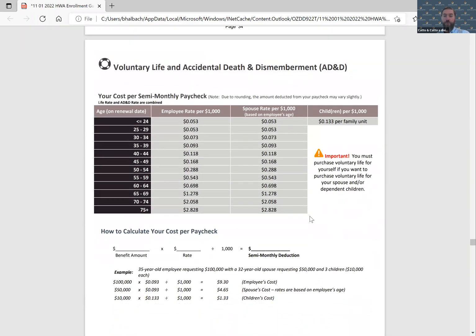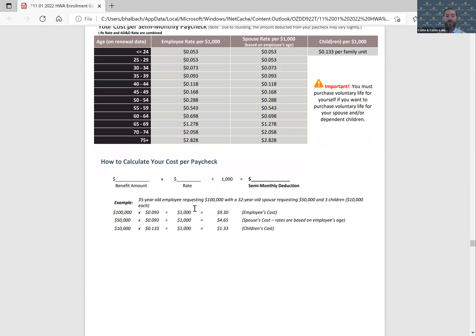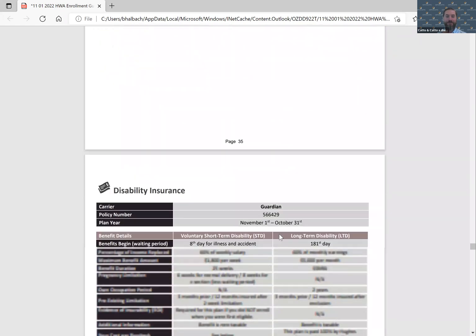Here are the different rates, and just in case you love doing math before lunch on a Monday, we wanted to give you that opportunity, but you can also move a button on Employee Navigator. The life insurance is based on age, and it's based on how much you elect. And when you go to Employee Navigator, it'll auto-calculate all of it for you. Just in case you wanted to know the supporting documents and the calculations, there you go, bottom of page 35.